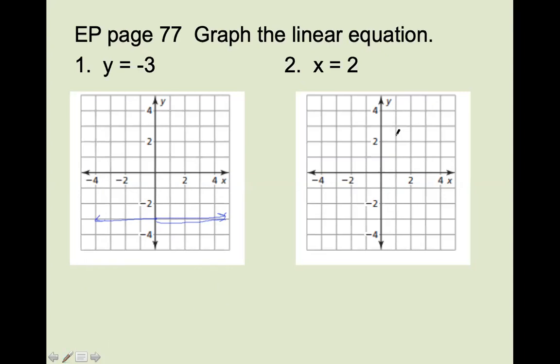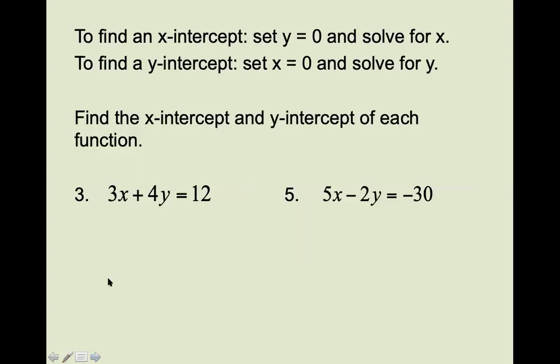All right, and this time x equals 2. So if it's just x equals, it's a vertical line. I go 2 on the x-axis and draw a vertical line. So it's a little better with vertical than horizontal. All right, extra practice. Let's keep going.